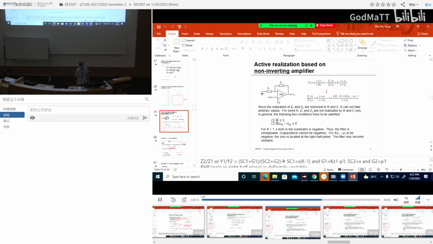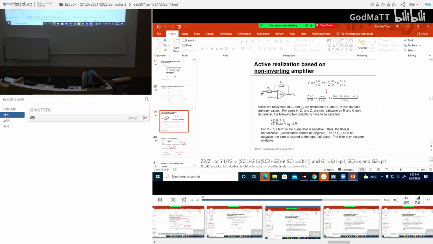Okay, so here is the same analysis we do. The op-amp is still a real op-amp with a finite A of S, but non-inverting. That means we apply the input to the positive input and work out the transfer function. You will get this. So now we can check.